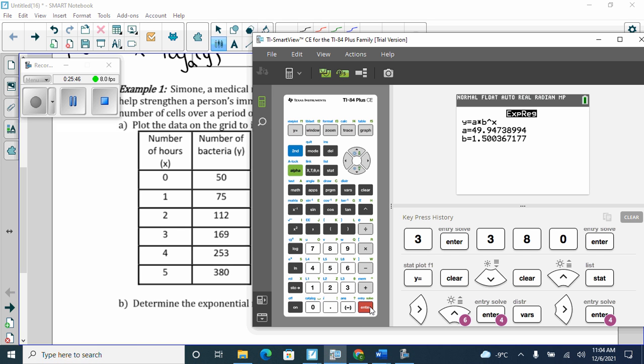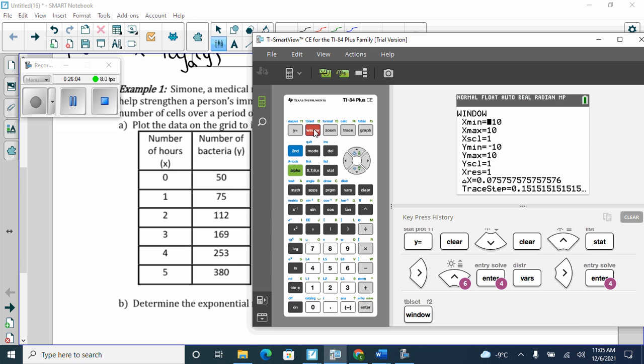Okay. What was our next step once you have it in your y equals? Does everyone have it in their y equals? Everyone has it sitting in there? What was our next step always? Window. We go to our window, and we make it based off of our table. Remember, these are the easiest windows to make. So it's number of hours.